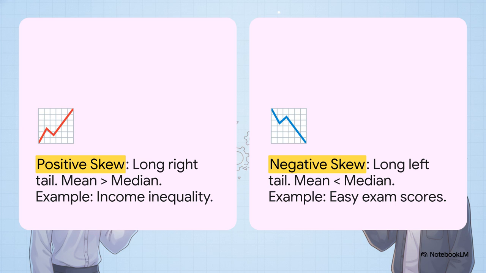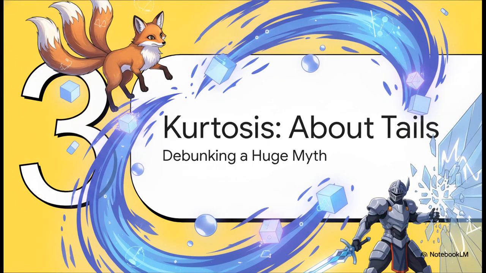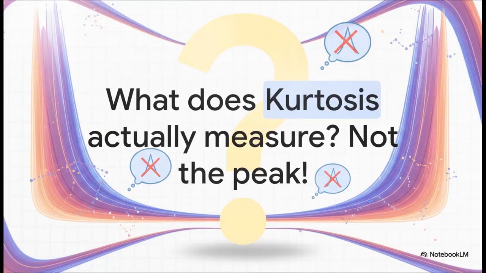It's a real trap. Which brings us to Section 3, kurtosis, all about the tails. And we're going to be debunking the biggest statistical myth out there. Get ready for a bit of a plot twist, because there's a massive misconception we need to clear up right now regarding this fourth moment.